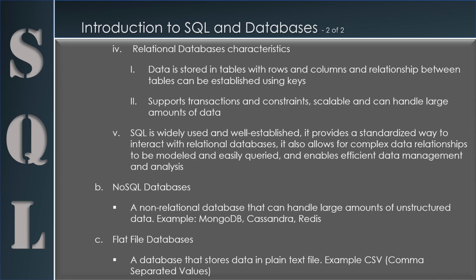Relational databases are a type of database that organizes data into tables with rows and columns. Relationships between tables can be established using keys. Here are some of the characteristics of relational databases. First, they support transactions and constraints. Transactions ensure that multiple operations are performed as a single unit of work, and constraints enforce rules to maintain data integrity.